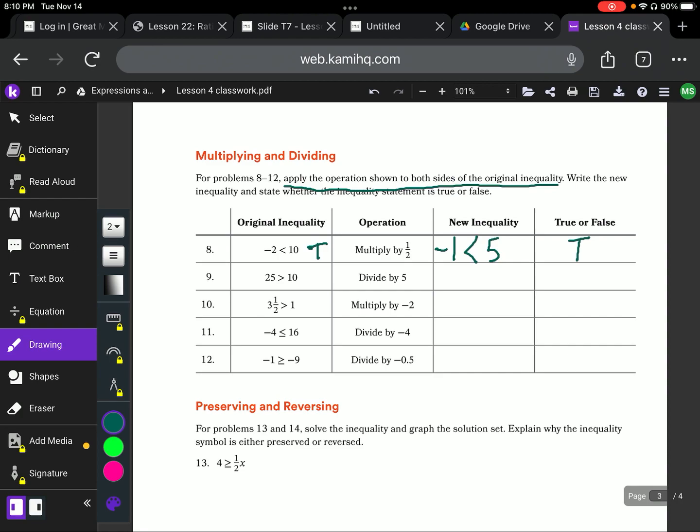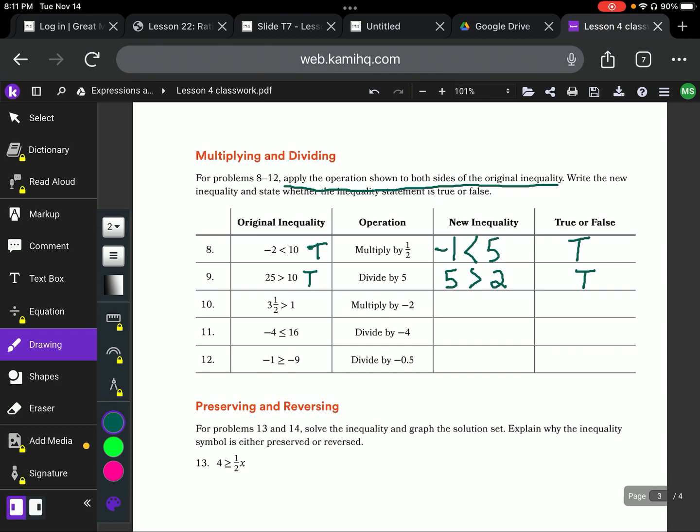Right now, number 9, we have 25 is greater than 10. We're going to divide by 5. 25 divided by 5 is 5. And 10 divided by 5 is 2. Is 5 greater than 2? Yes, it is. And of course, 25 was greater than 10. So it was true to start, it's true to finish.